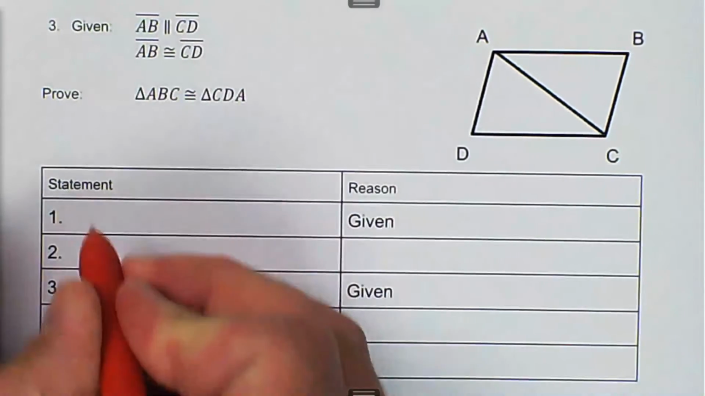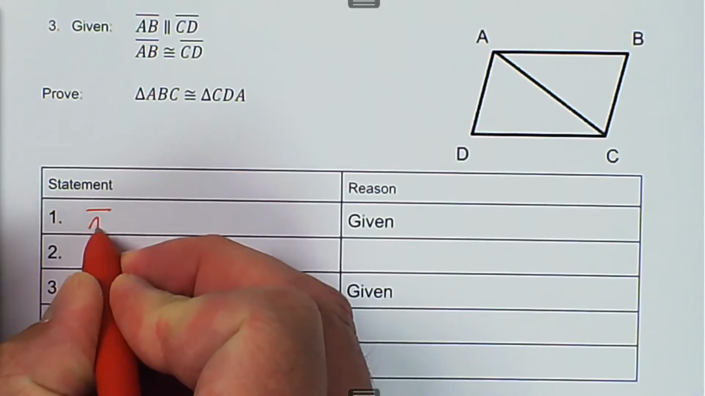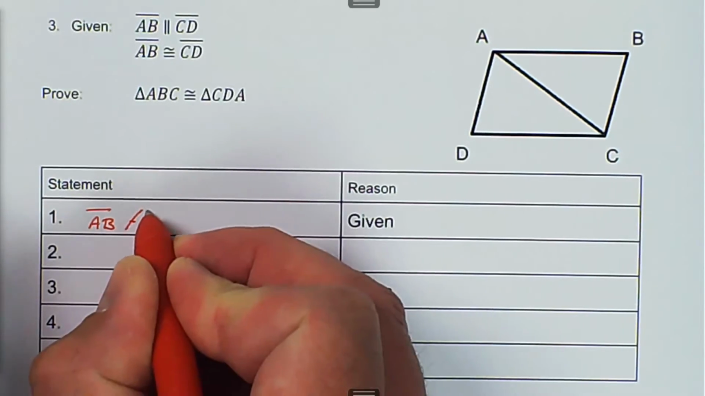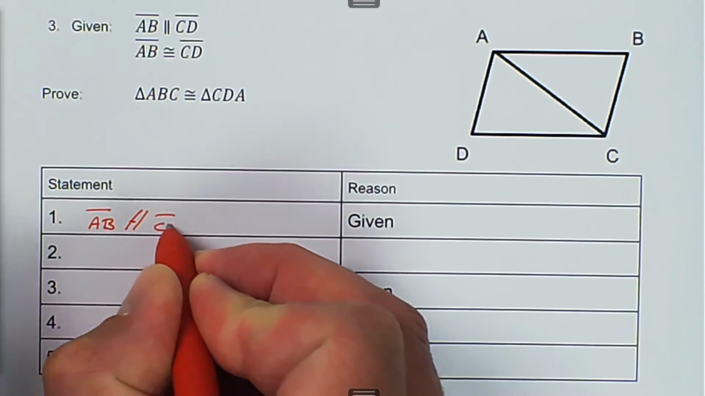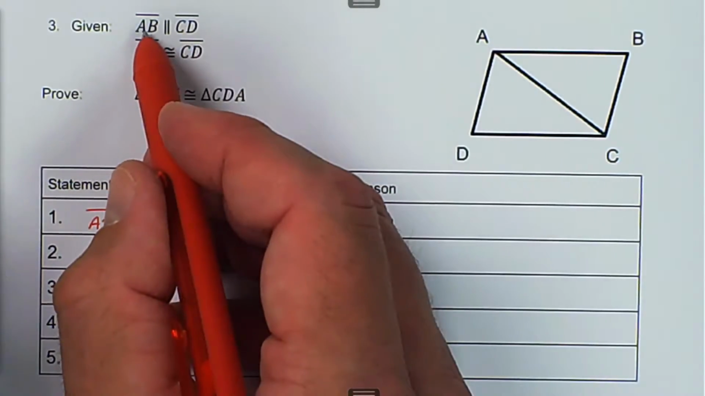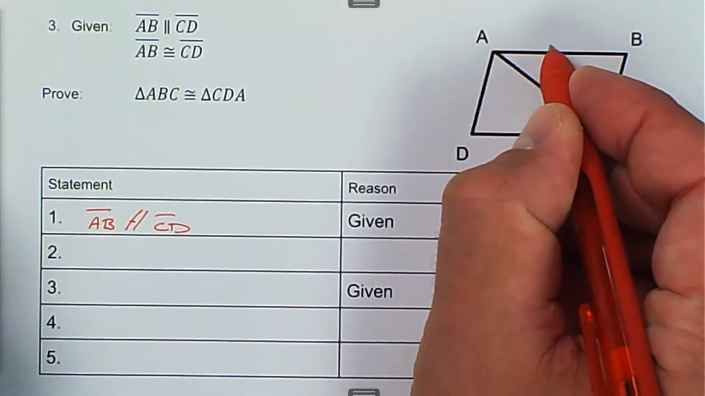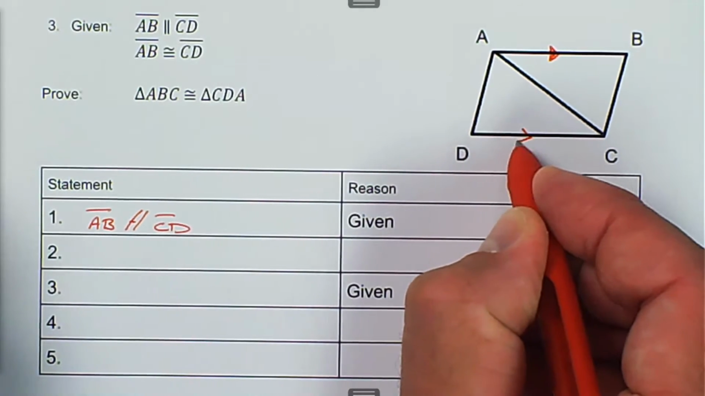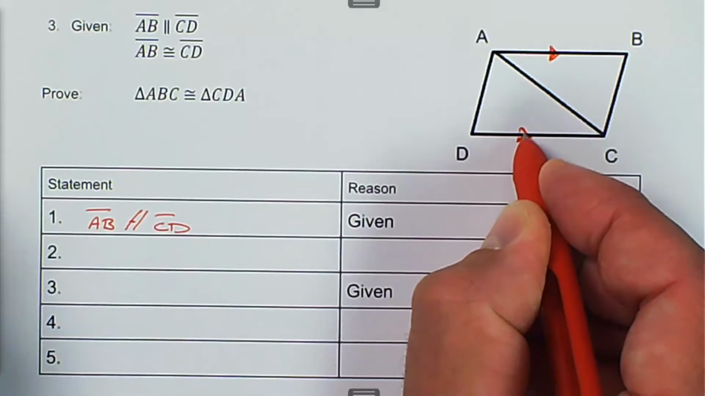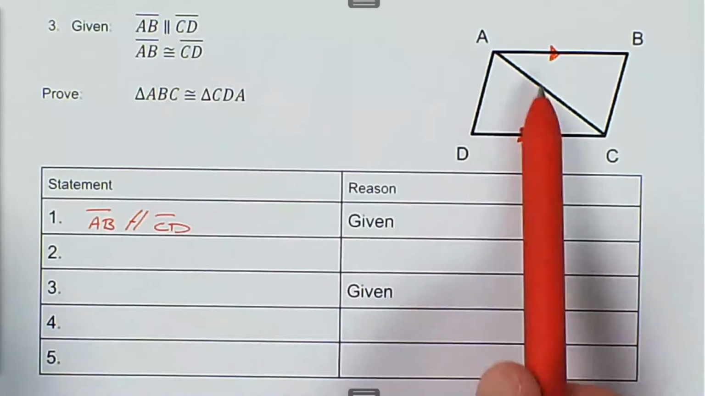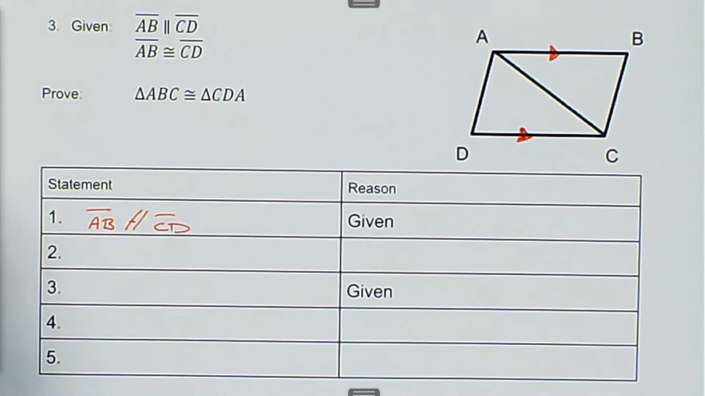So first piece of given information is line segment AB is parallel to line segment CD. AB is right there. So the parallel symbol is to put matching arrows or matching triangles on those and going in the same direction. So AB is parallel to CD.